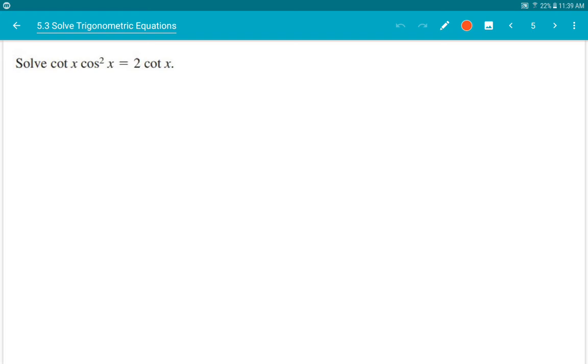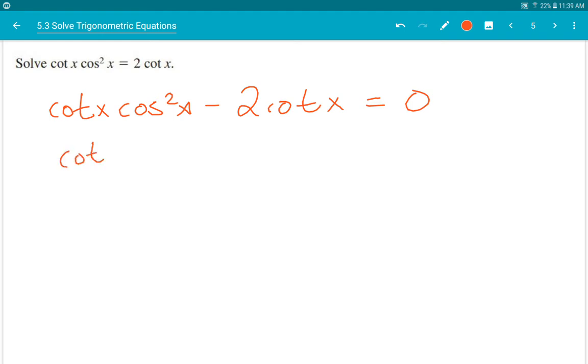All right, now this one here has 2 functions. First, it has cotangent and cosine. So we have to find a way to actually solve this. What we're going to do here is move everything to one side, because I do see something that we can do here with the cotangent. If I move everything to one side, notice that I can factor out the cotangent. Good. So we're going to factor out the cotangent, and I'm going to be left with cosine squared x minus 2 equals 0.